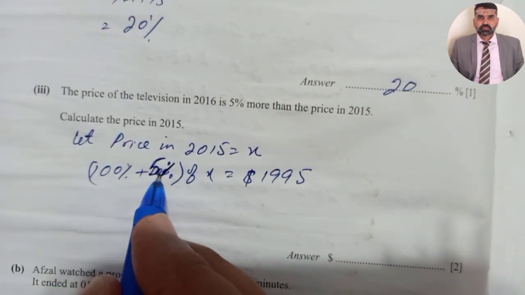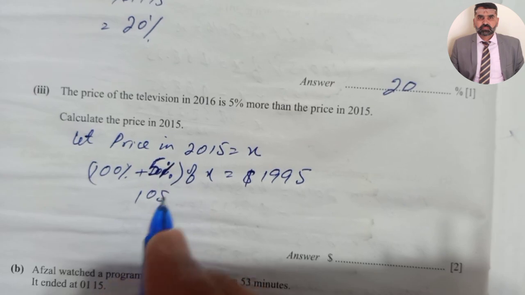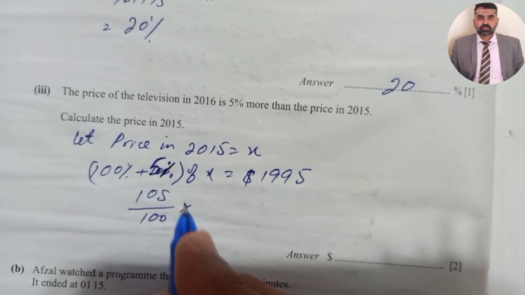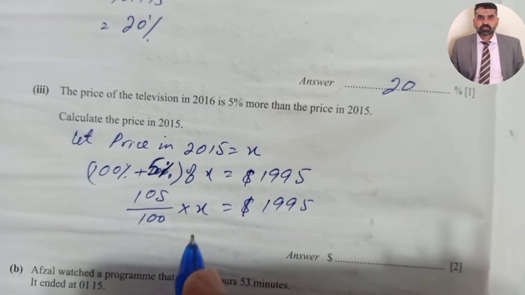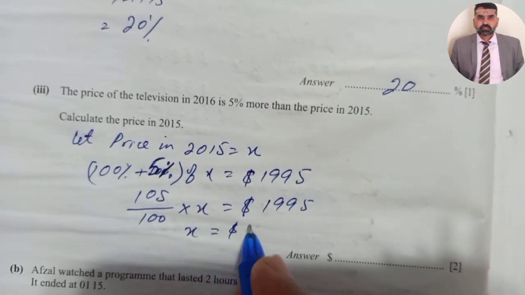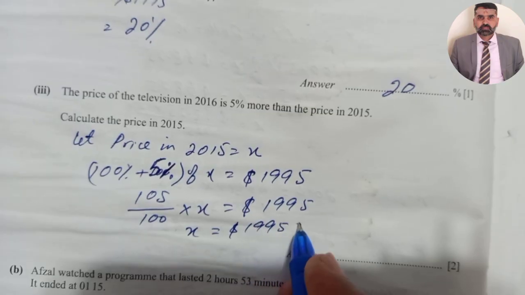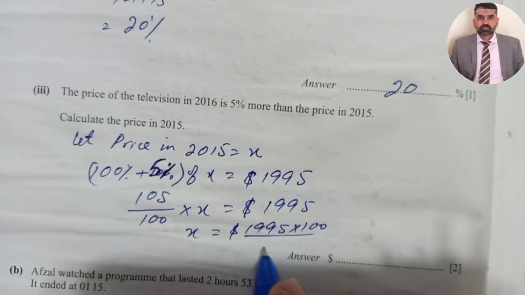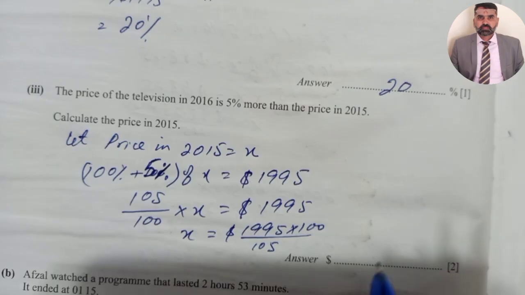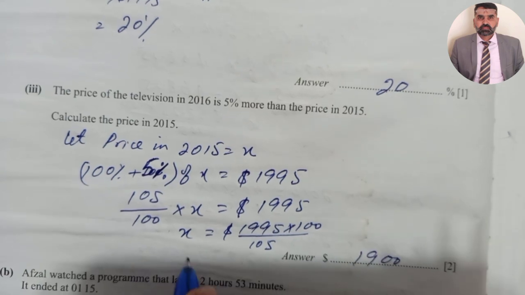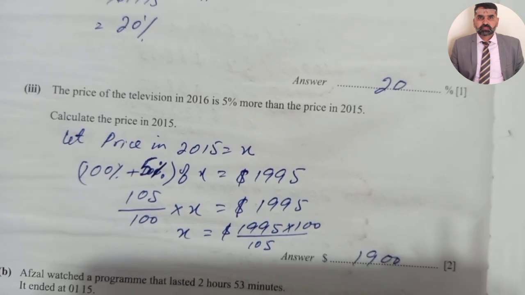$19.95. 100 plus 5 means 105 over 100 for the percentage, multiplied by X is equal to $19.95, and the value of X will be $19.95 multiplied by 100 divided by 105. Now use your calculator. 1995 multiplied by 100 divided by 105, and the answer is $19.00. So the value of X is 19.